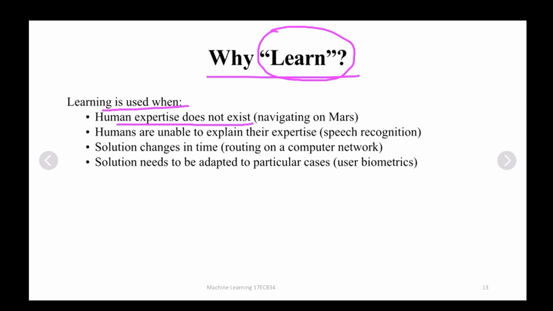One example is navigating on Mars. No human has experienced how it will be when they start moving around on Mars. So when we launch a robot or a satellite there, how it has to perform is unknown. That is why learning is actually required. And learning is also required when humans are unable to explain their expertise, such as how to perform speech recognition. Today, if someone who is very close to me starts talking over a phone or in front of me, even if I am blindfolded, closing my eyes, I can recognize who that person is.